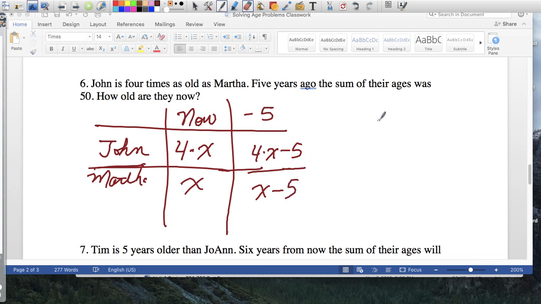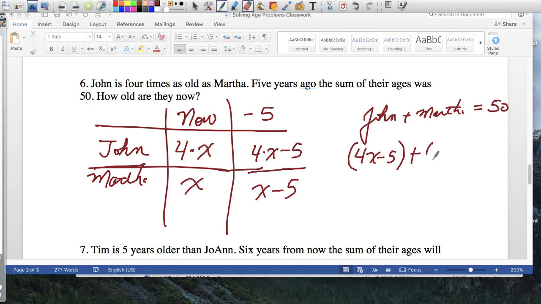The sum of their ages was 50, so John plus Martha equals 50. So let's just change. John is 4X minus 5. I put in parentheses. Martha is X minus 5. We're going to remove the parentheses. And you're going to say, why did you do that? Just creating more work. But sometimes if that was a minus sign, then things would be different here. Okay, so X minus 5.